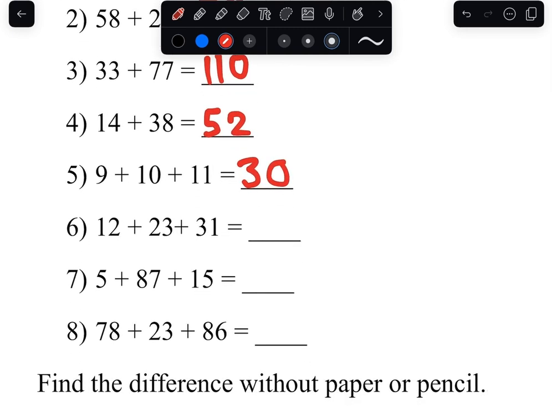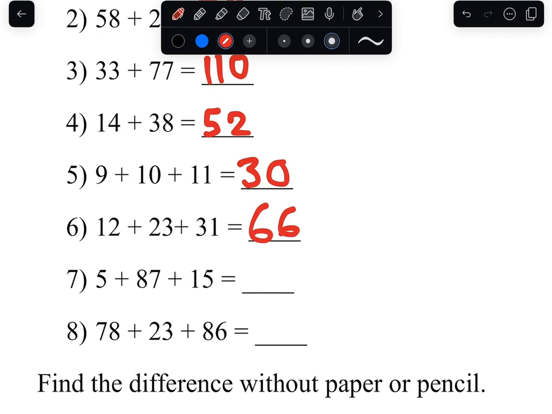You carry the 1. 1 plus 1 plus 1 is 30. Number 6. 12 plus 23 plus 31. First, you add the ones place. 2 plus 3 plus 1 is 6. 1 plus 2 plus 3 is 6. So the answer is 66.